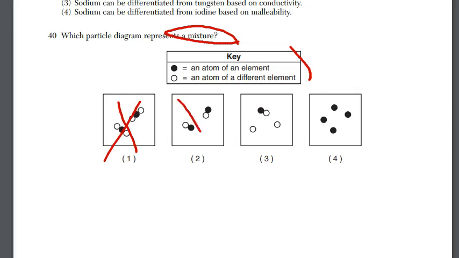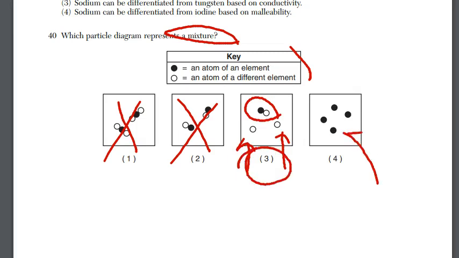Same thing with number 2. It's just two different atoms. For number 3, I have an element here, right? And I have a compound. So sure enough, my answer is 3, and 4 would just be representing atoms of one element. So my answer here is choice 3.